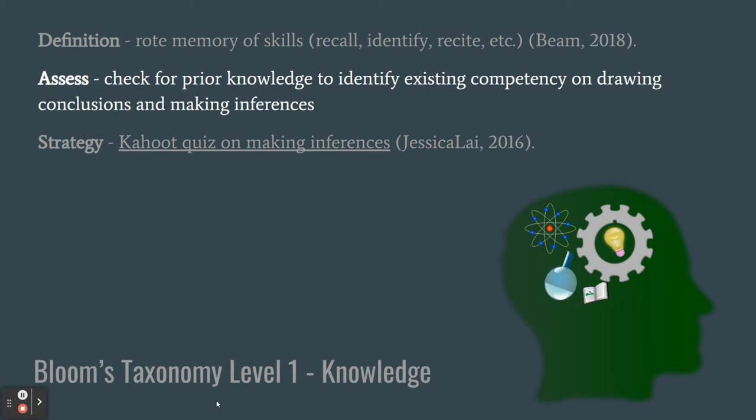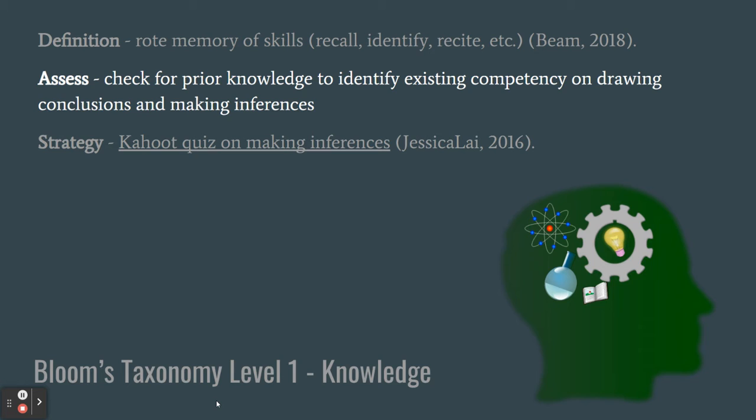And I would suggest that we assess the making inferences objective just by checking for prior knowledge first to make sure that the students do have a solid existing competency on drawing conclusions and making inferences. Even at the 12th grade level, we do not want to assume that students have mastered this. We do still have some students that struggle with this.